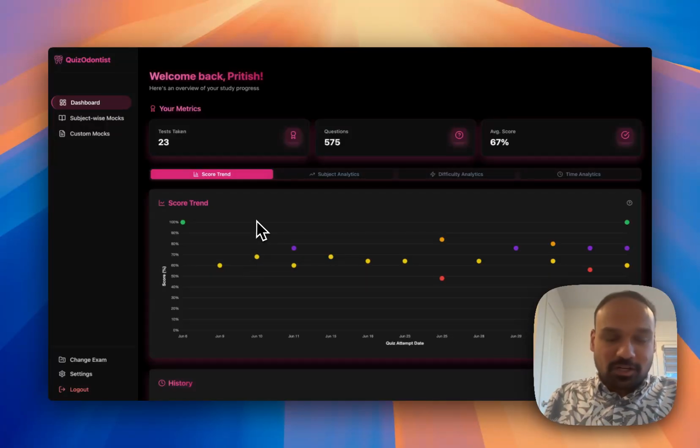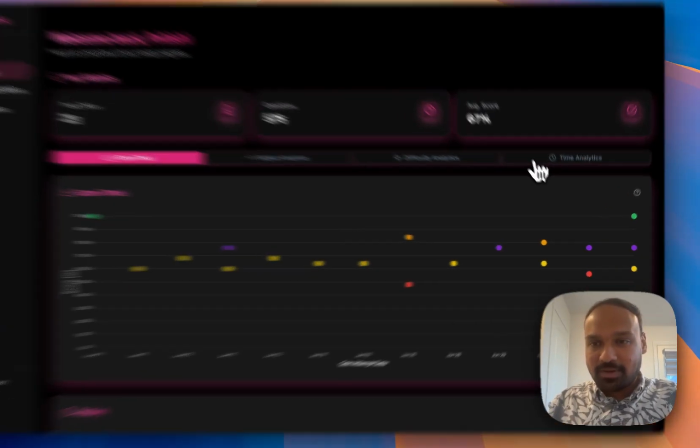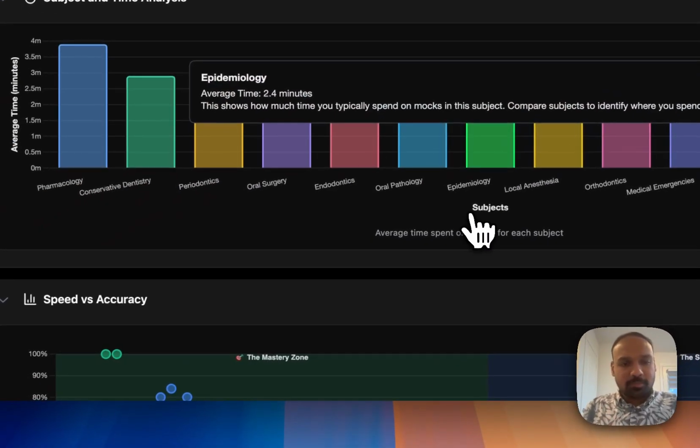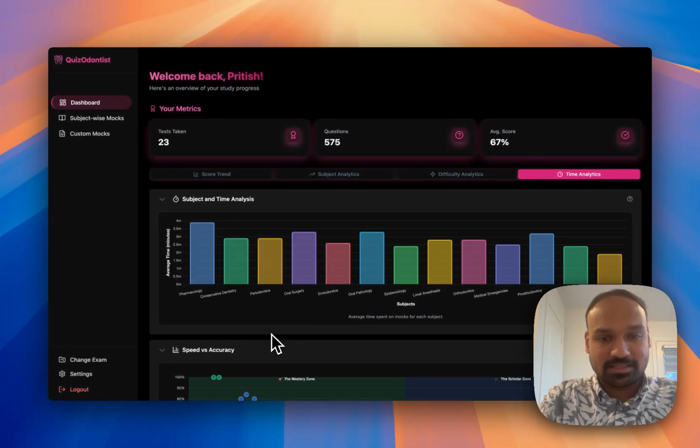Once you log into the Quizodontist platform, you will be greeted by the Performance Command Center. For today's analysis, you would be heading over to the time analytics. There are a couple of charts here and we will go through them one by one. The first one that we'll be talking about is the subject and time analysis.